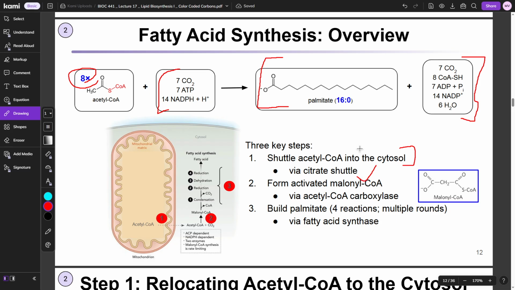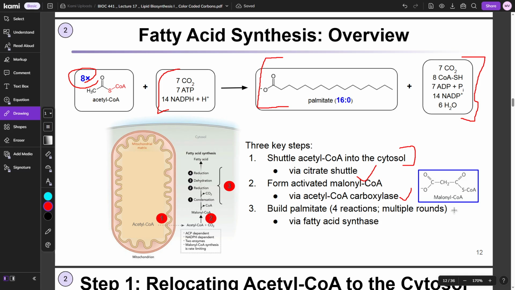We then have to form an activated version of acetyl-CoA, which is malonyl-CoA, and we have to do that because otherwise we're not going to be able to combine it into a polymer, right? Because acetyl-CoA is not extremely stable, but it's a relatively stable molecule. So we have to use acetyl-CoA carboxylase to activate it so that we can use it to create fats.